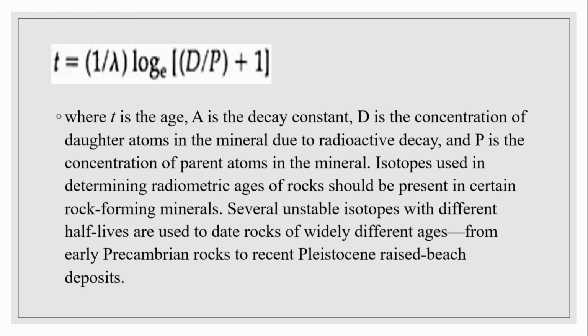So T is equal to, we're going to find the equation of this, where T is the age and λ is the decay constant. D is the concentration of daughter atoms in minerals due to the radioactive decay, and P is the concentration of parent atoms in minerals. The isotope used in determining the radiometric age of a rock should be present in a certain rock or forming mineral. Several unstable isotopes with different half-lives are used to date rocks of widely different ages, from early Precambrian rocks to recent Pleistocene raised beach deposits.